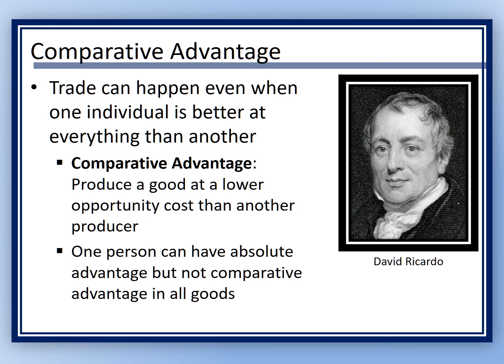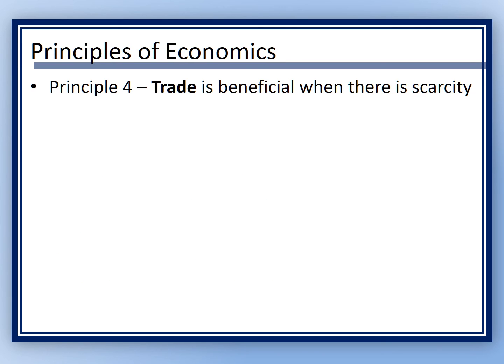So, because of this logical impossibility, you can only be relatively better in a limited number of things. You can either be better in English than mathematics, or you could be better in mathematics than English. You can't be both. That gives room for trade. We can each focus on what we are relatively better at. So, principle four is trade is beneficial when there's scarcity.